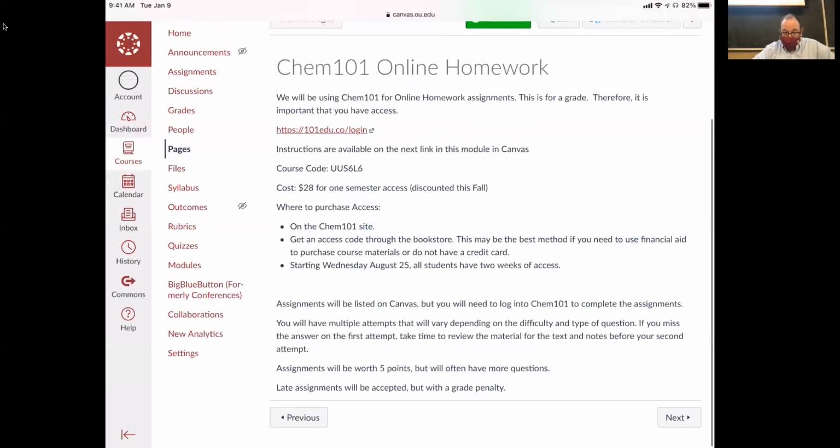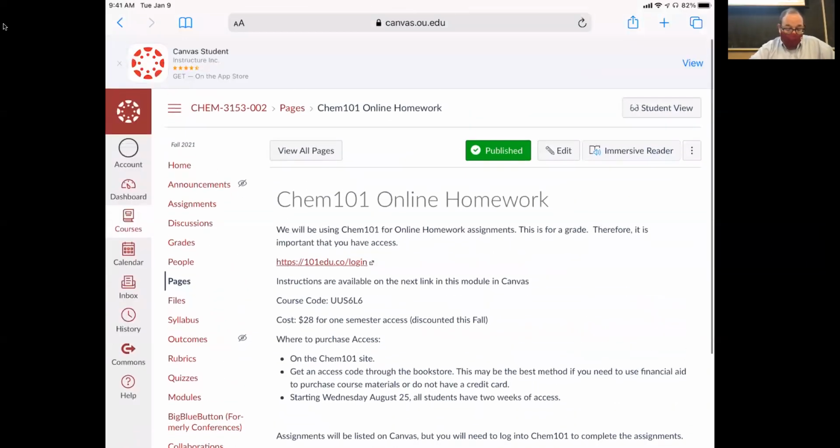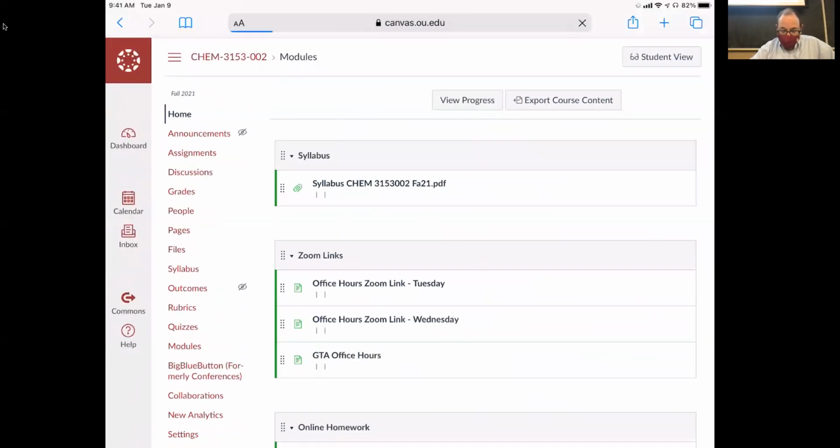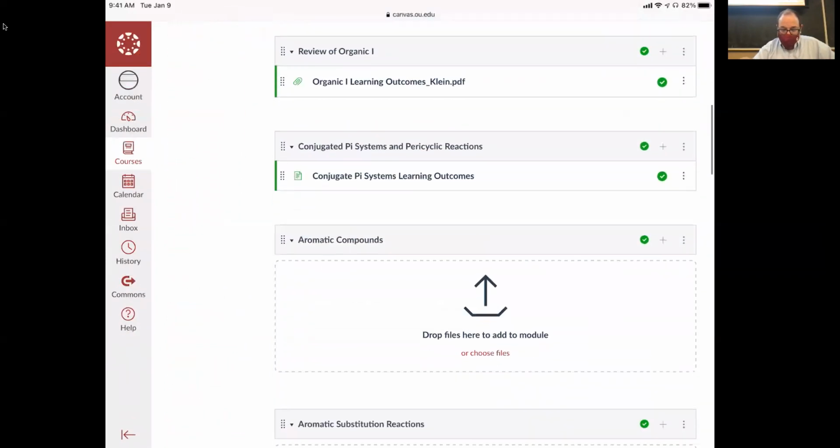Assignments will be listed on Canvas. The assignments will be worth 5 points. I will accept late assignments, but there will be a penalty. So if you miss one, you don't have to freak out and send me an email. It'll accept it. Go in, do the online homework late. There'll be a 5% reduction for the first week, 10% reduction for the next week, and so forth. So, like I said, staying up on stuff is going to be the way that you do well in here. Okay.